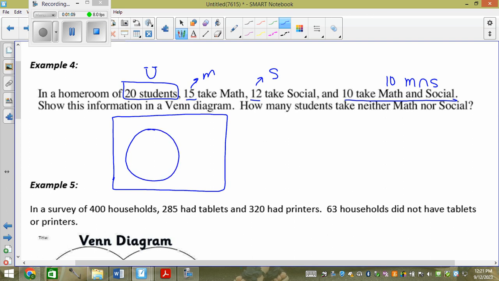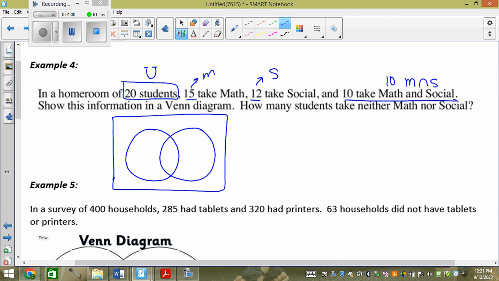Do they overlap? Do Venn diagrams have to overlap? No. If two of the sets were disjoint, which means they had nothing in common, you would have one circle here, and no overlap, right? If the two sets didn't have any overlap, you'd have two circles with no overlap. All right, this one happens to have people in both, so we're going to have the overlap.